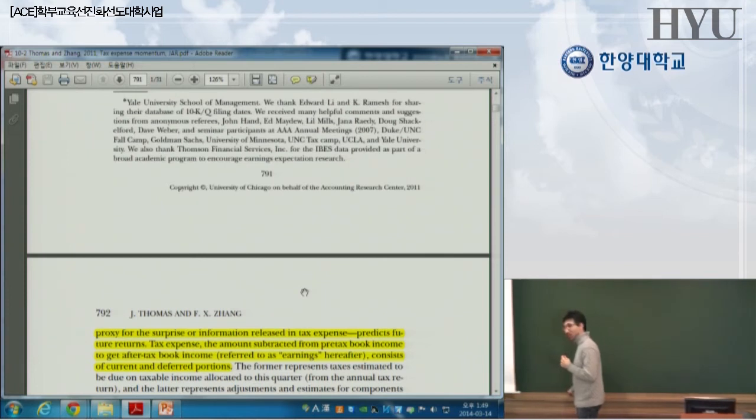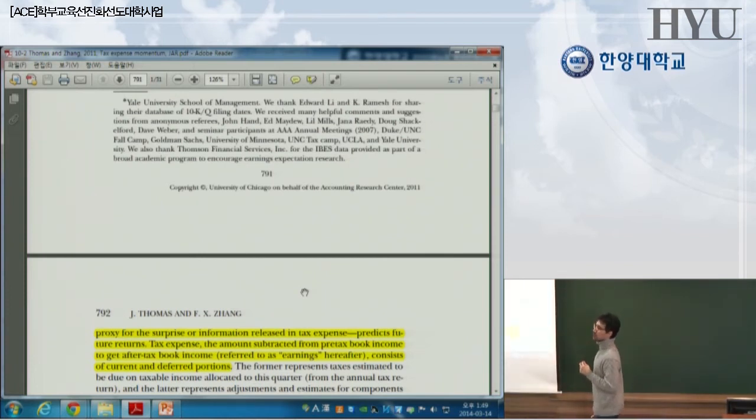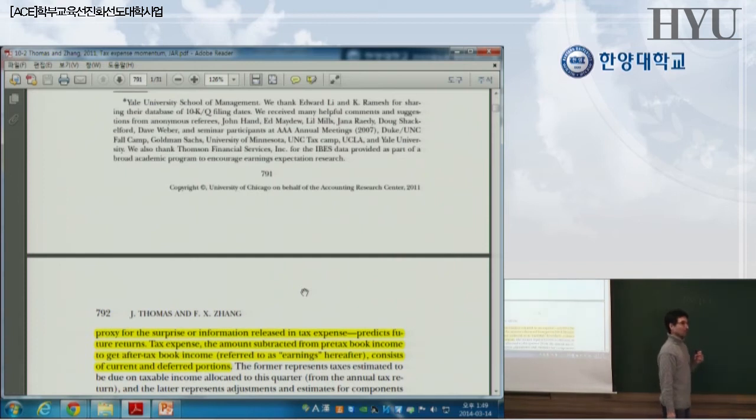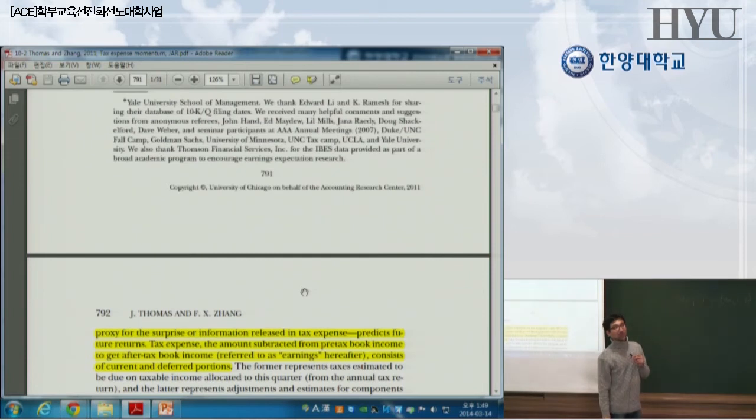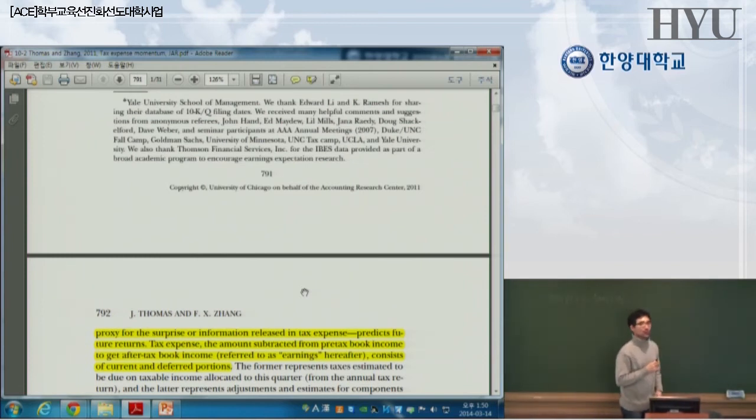So the author of this paper argued that seasonally adjusted tax expense, tax today minus its seasonal lag. Tax is reported every quarter, so T minus 4, four quarters away, is one year ago. So the authors argue that the difference between the firm's tax expense today and one year ago, four quarters ago, has some information about future stock return.